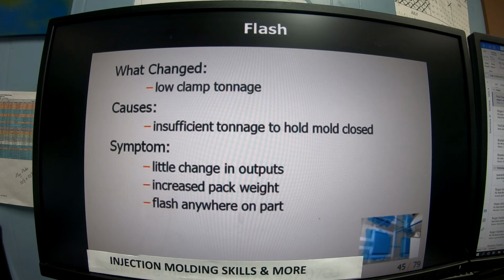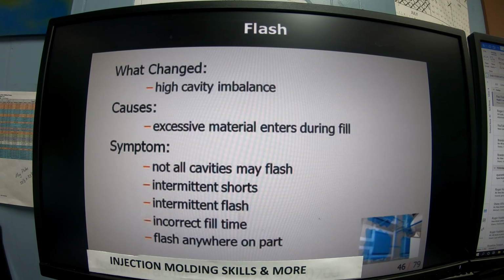Although this is one of the first things people change when troubleshooting flash, in most cases, increasing clamp tonnage is used as a band-aid. In all likelihood, something else in the process has changed. If you're running a multi-cavity mold, you can often see a high imbalance where some cavities flash, while others intermittently short, and the fill time will vary. If this is the case, you may want to consider evaluating the cavity balance of the tool during filling.